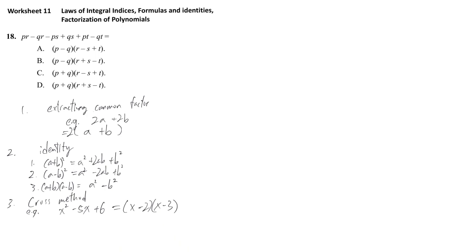So go back to this question. We have pr minus qr and then minus ps and then plus qs plus pt minus qt. We check one by one. We find that these 2 terms both we have r. These 2 terms both we have s, right? We don't have a common factor for all 6 terms together. But if we just separate to different groups, the first group, second group, third group, then we may take out something and then see what will happen.